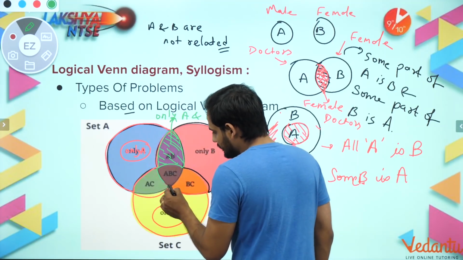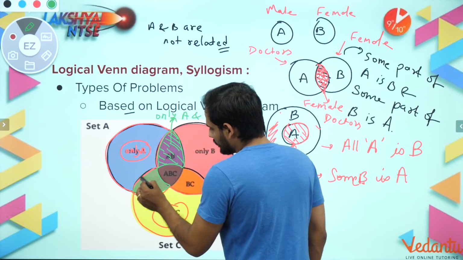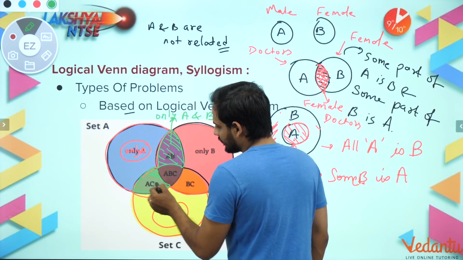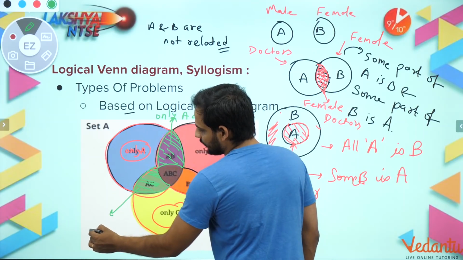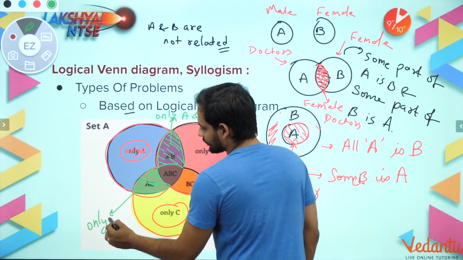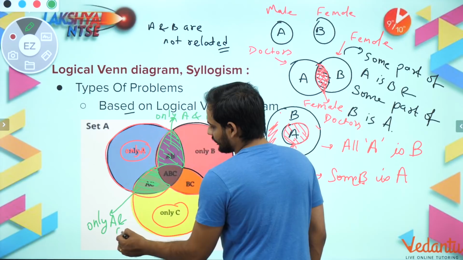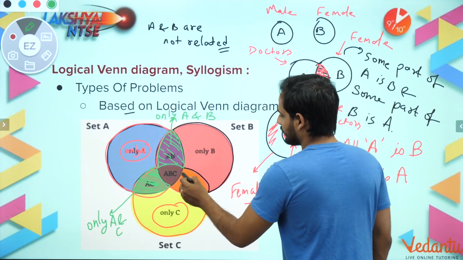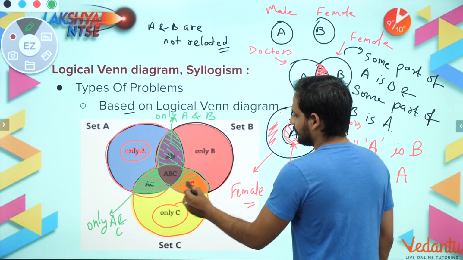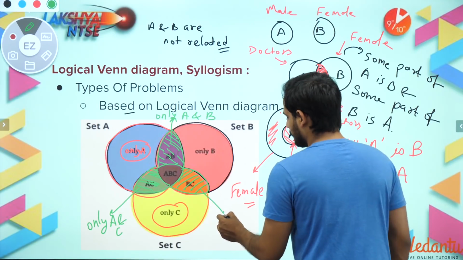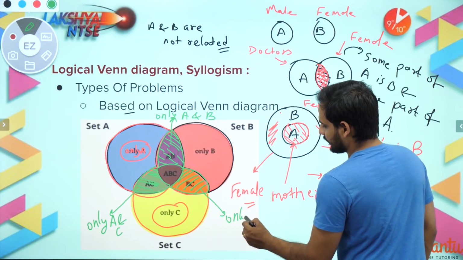Similarly, this is the part which is being overlapped by, as you can see, circle A and circle C. So this is done by only A and C. And this is the part which is being overlapped by only B and C.